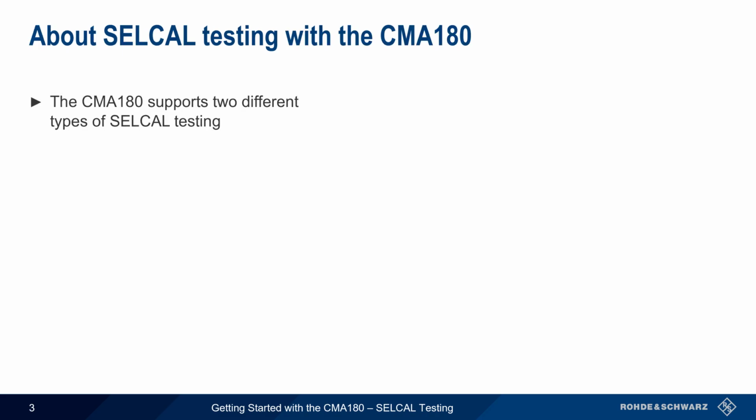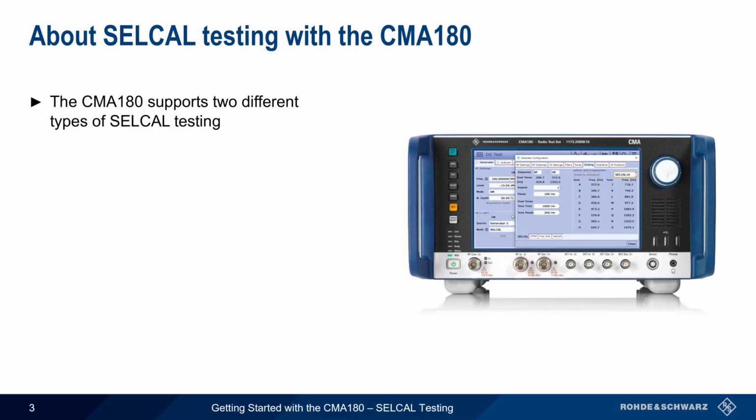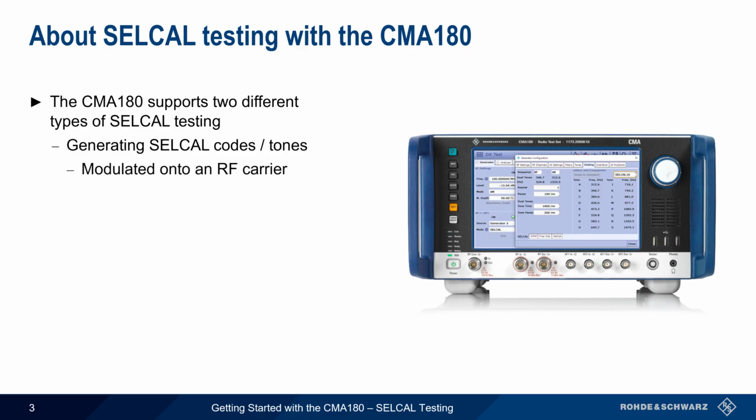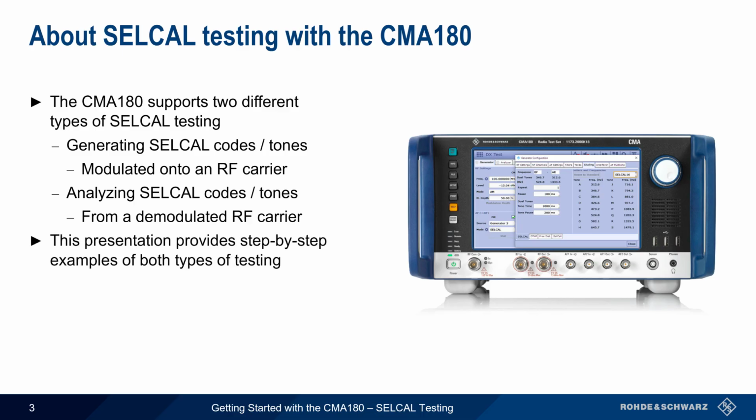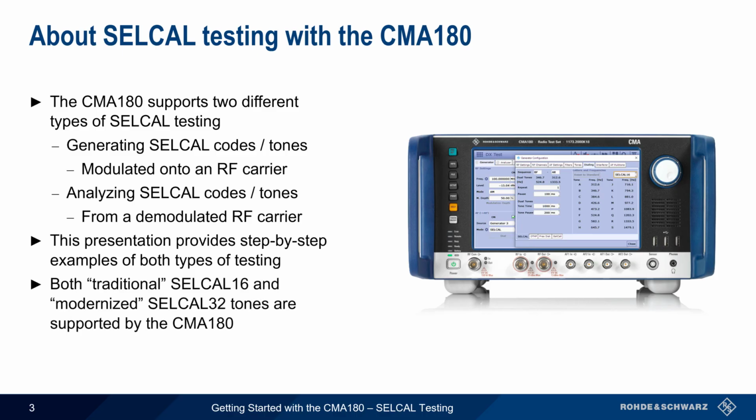SELCAL testing on the CMA180 falls into two different categories. The first is generating SELCAL codes, or tones, that is, modulating these tones onto a transmitted RF carrier. The second is analyzing SELCAL tones from a demodulated RF carrier. In this presentation, we'll explain and provide step-by-step examples for both types of testing. Note, too, that the CMA180 supports both traditional SELCAL 16 tones as well as the modernized or expanded SELCAL 32 tones.